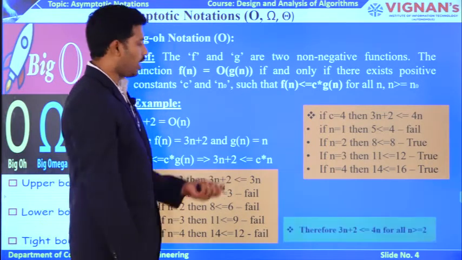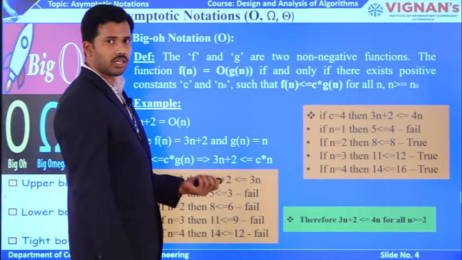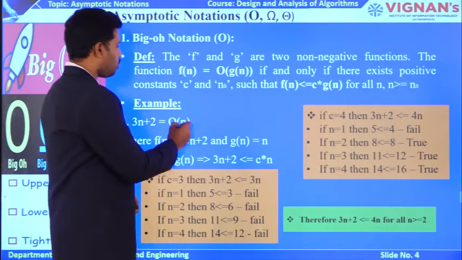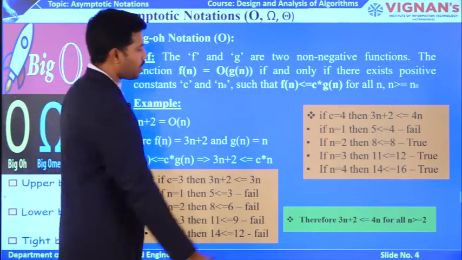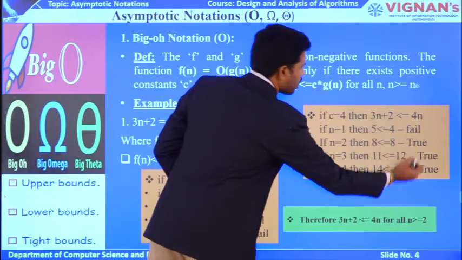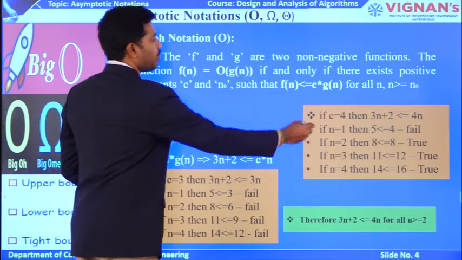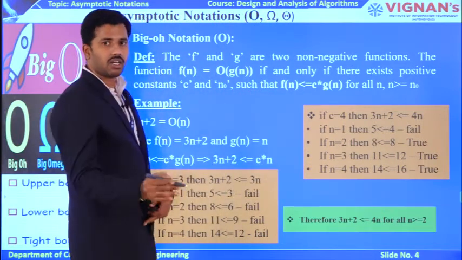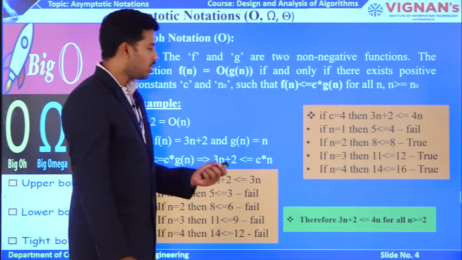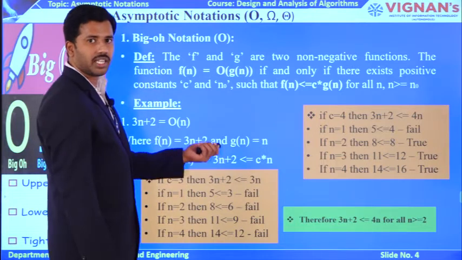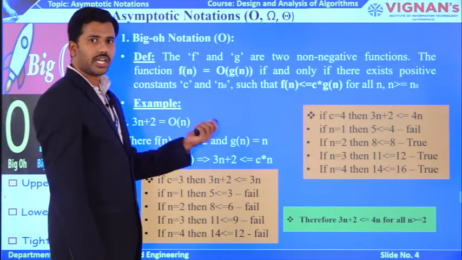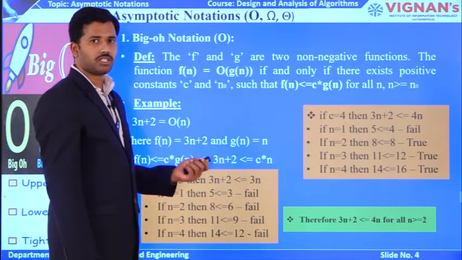So, therefore, I can say that my given example 3n plus 2 is less than or equal to 4 into n. Why? Because c value starts satisfying at 4 onwards for all n greater than or equal to 2. At n equal to 1 it is failing. From the next n value onwards, my relation starts satisfying. Right. So, this is the way you find the c value as well as n value with the help of the notations to measure the performance of your algorithm.